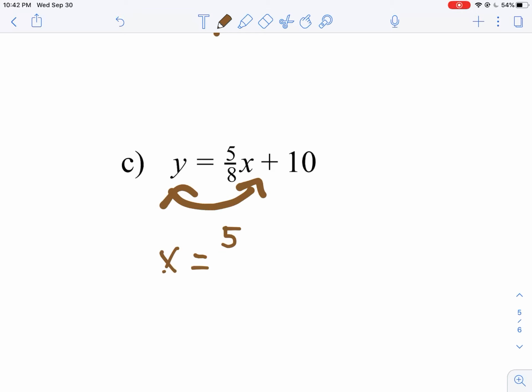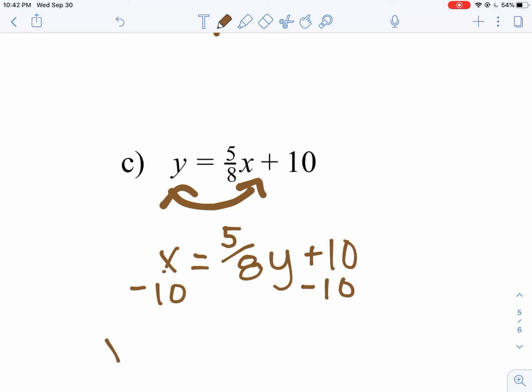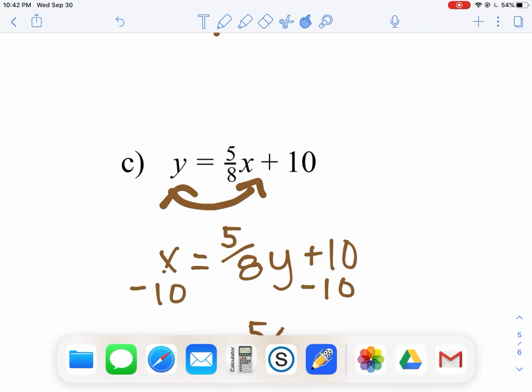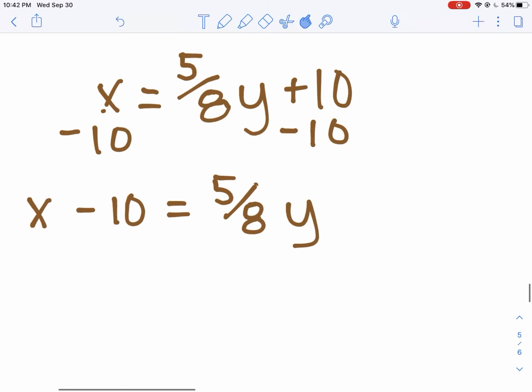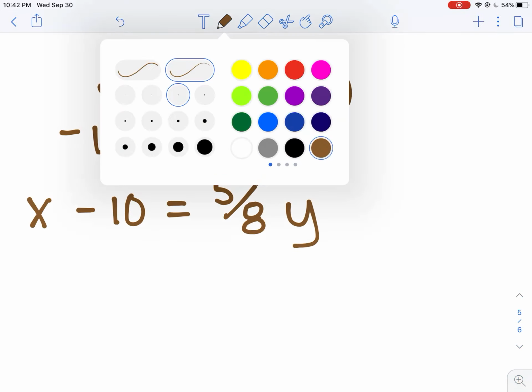Y becomes x, x becomes y. And now my goal is to isolate my y. So first thing I'm going to do is subtract 10 on each side. It gives me x minus 10 equals 5/8 y. All right, it's kind of nasty. You've got 5/8 y here.